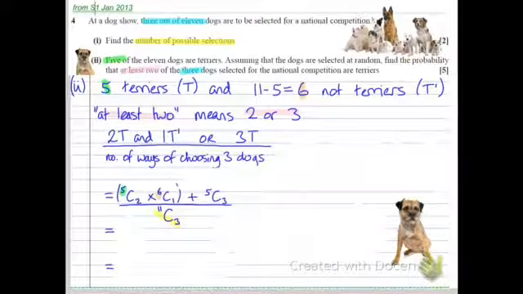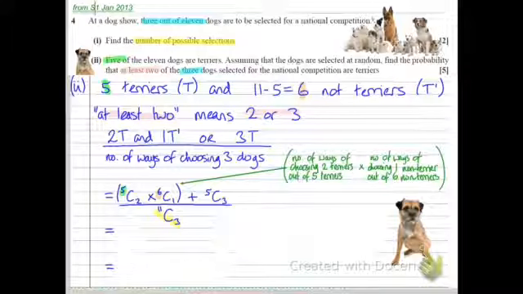The numerator then, the 2 terriers: 5C2 is the number of ways of choosing 2 terriers out of the 5 terriers, and we have to remember the other dog that's not a terrier. So 6C1 is the number of ways of choosing that dog that's not a terrier out of the 6 dogs that are not terriers. When we're doing the calculation, 6C1 is just 6, which is easier to type in the calculator. So the other bit, we've got the 2 terriers and 1 not terrier.